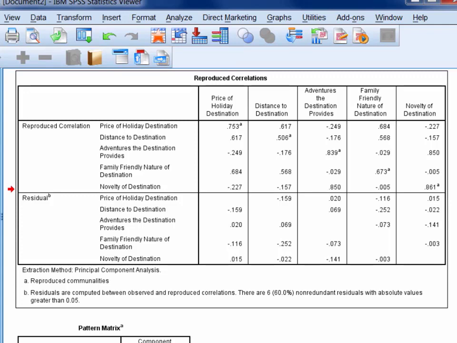In the second part of the reproduced correlations table, we have what are called residuals. The residuals are the raw differences between the original correlations and the reproduced correlations. And the smaller the residuals, the better the model. Now, as a rule of thumb, we want the majority of these residuals to be trivial. Generally speaking, if fewer than 60% of them have absolute values greater than 0.05, we can argue that the model has done a reasonable job of reproducing our original correlation matrix. And here, it looks like we've just met that threshold.